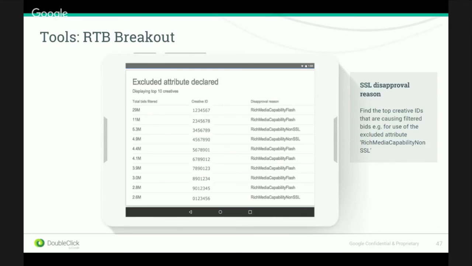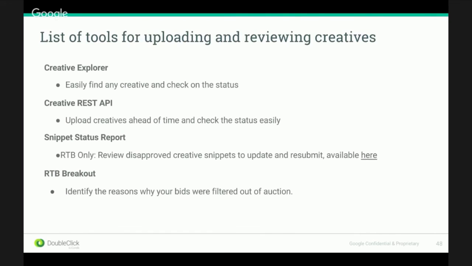Cool. So I've just put a summary of the tools there. I didn't mention the snippet status report. For RTB buyers only, this is a report which provides information on whether a creative has been approved, and it also helps you debug serving problems. I've put a link there in case you want to learn more on that one.